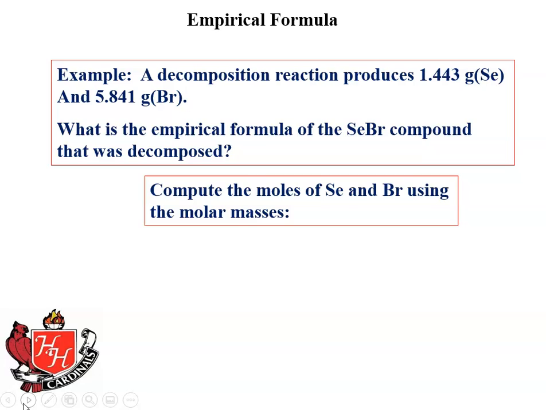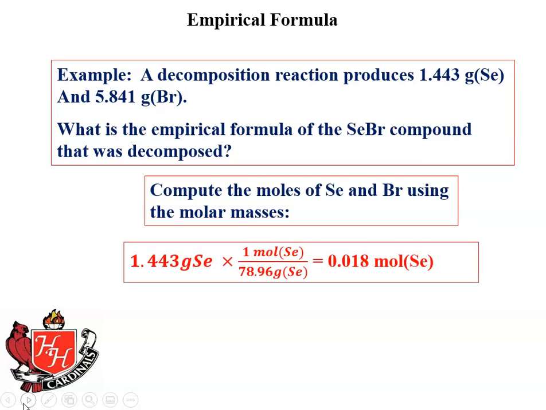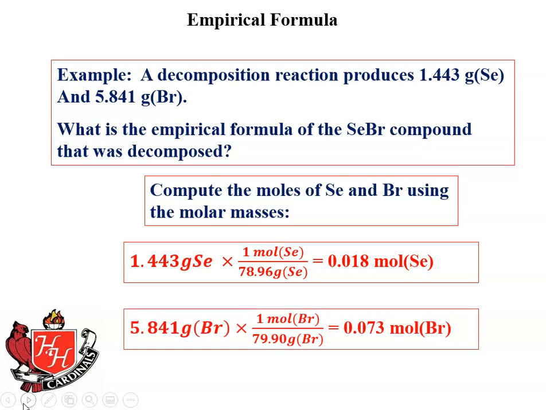So the first step is you compute the moles of Se and Br using the molar masses. Okay, so you have 1.443 grams of Se, and you take the molar mass of that to figure out the moles of Se. And you end up with 0.018 moles of selenium. You do the same thing for bromine. Take the grams that you were given, use the molar mass conversion, and you come up with 0.073 moles of bromine.